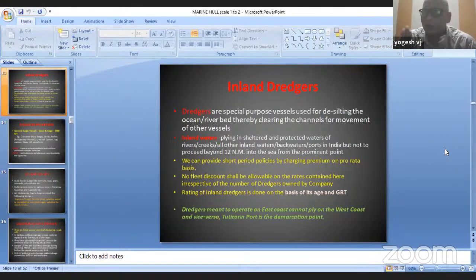Dredgers meant to operate on the east coast cannot ply on the west coast and vice versa. I told you this. And which is the demarcation point? Tuticorin. Tuticorin port is the demarcation point. There are some vessels which acquire a license to ply at the east coast of India as well as the west coast of India. So on their license, ECI/WCI is written. That means that particular vessel is deemed to ply in waters at the east coast as well as at the west coast.